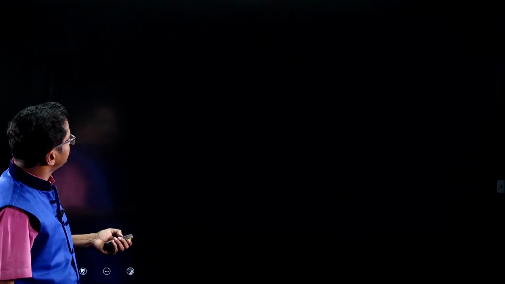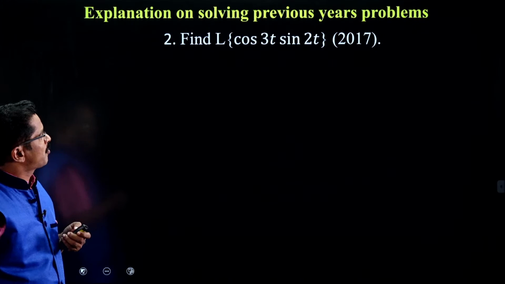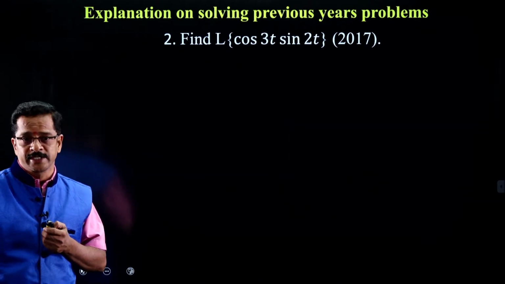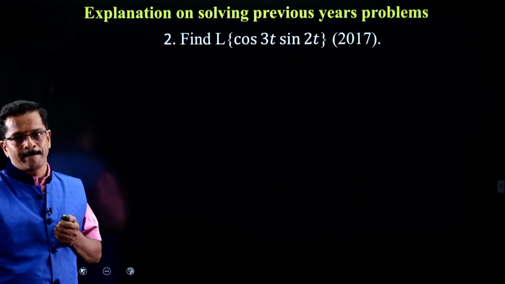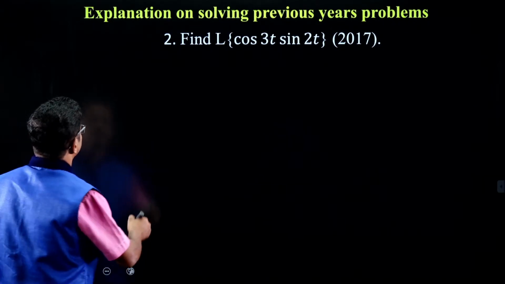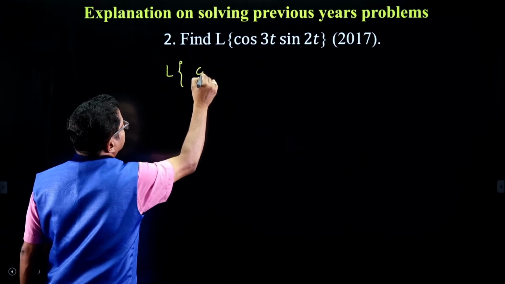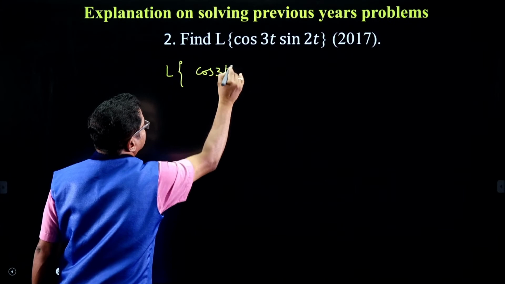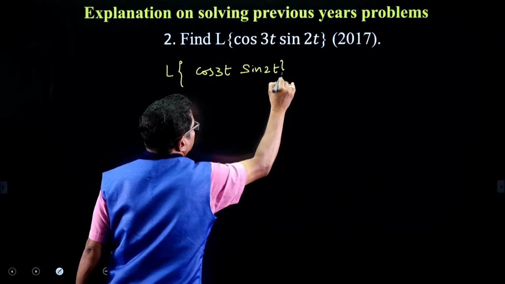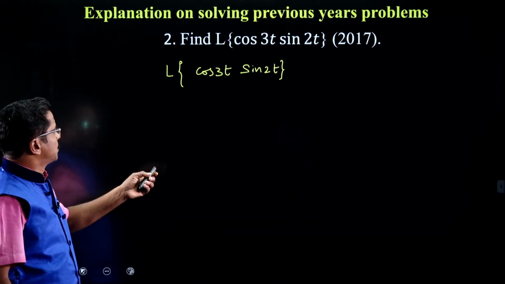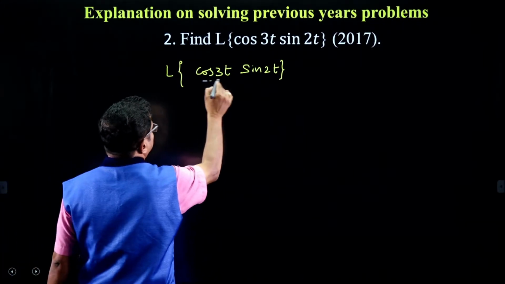Next. Next one is find the Laplace transform of cos 3t sin 2t, which was asked in 2017 University examination. This question was asked previously, right? So now L of cos 3t sin 2t. Here two trigonometric functions under multiplication.